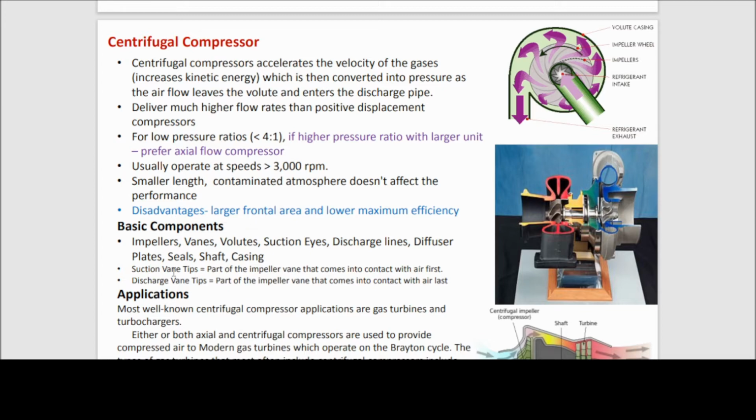And we will see what are the basic components of this centrifugal compressor. One is impellers and the second one is vanes. I will show you the impeller in the figure. And there are volutes, suction eyes, discharge lines, diffuser plates, seals, shaft and casing. Now the suction vane tip is the part of the impeller vane that comes into contact with air at first, and the discharge vane tips are the part of the impeller vane that comes into contact with air at last.